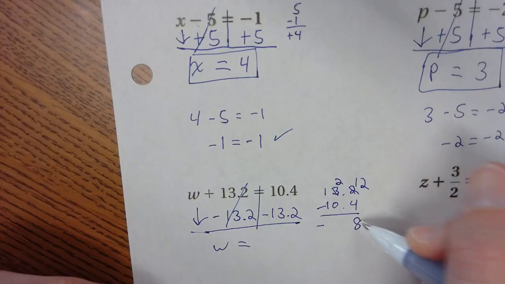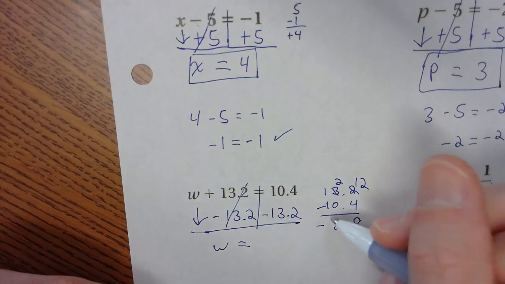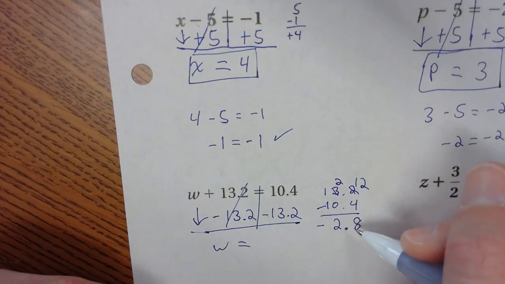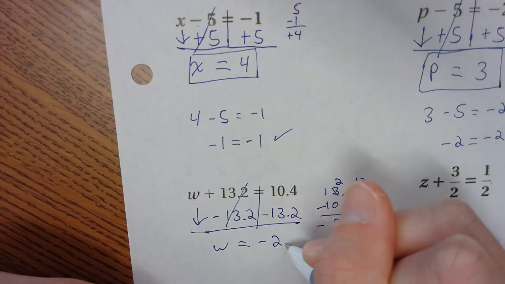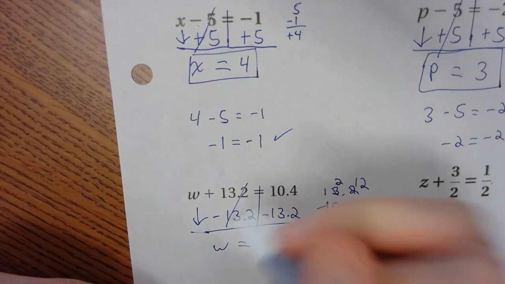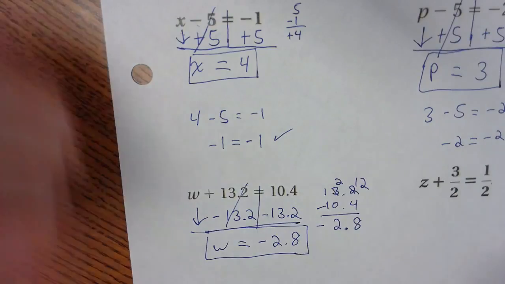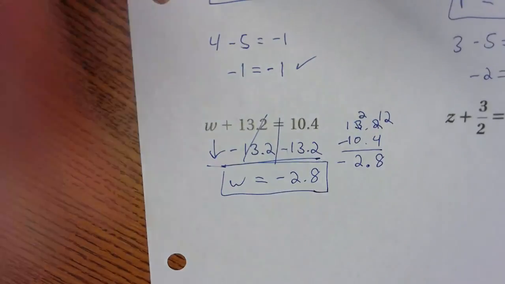12 minus 4 is 8. 2 minus 0. 1 minus 1 is 0. My decimal comes straight down. So you have negative 2.8. That is my answer. Last part, remember we have to check.